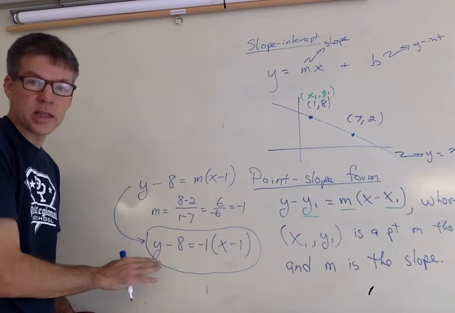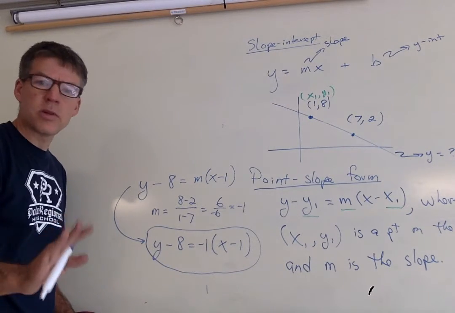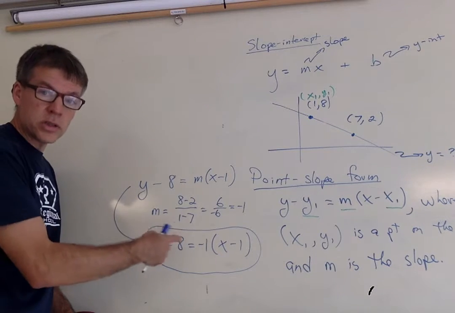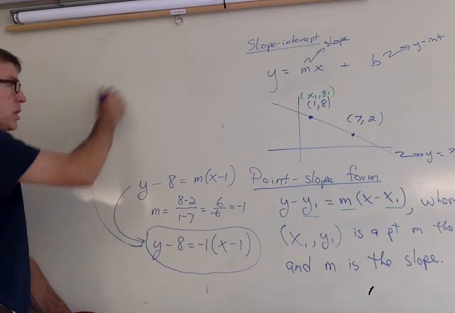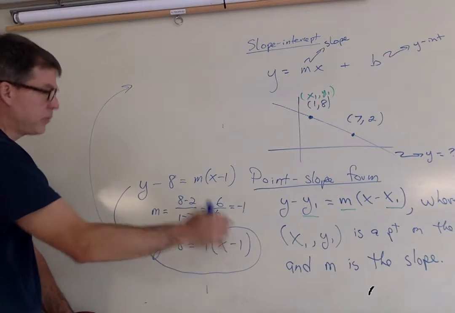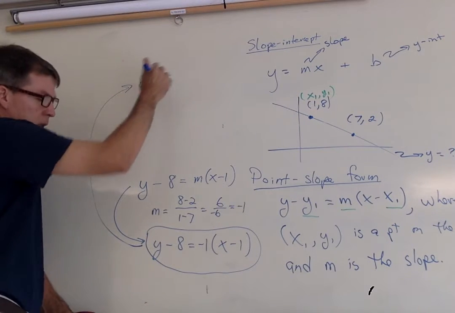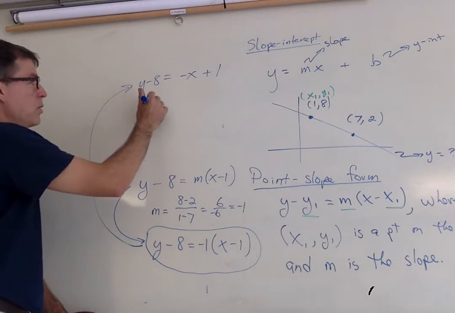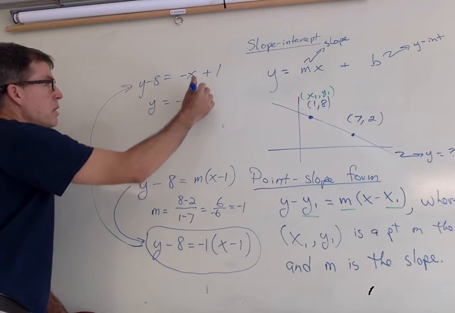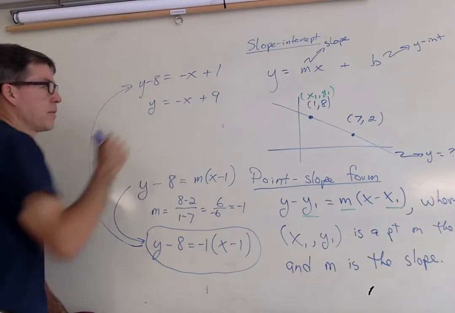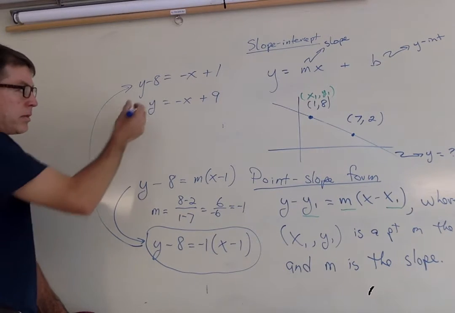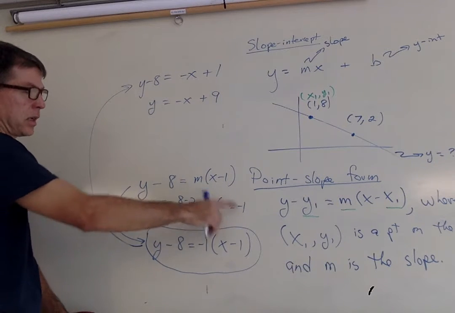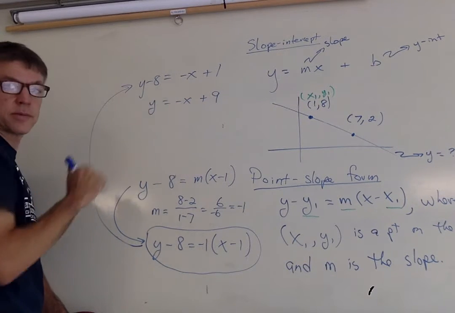I'm fine with leaving the answer in this form, by the way, but you guys I know are not used to that. You're like, wait, I'm just used to y equals mx plus b. You can turn this into y equals mx plus b. Ready? Watch. I'm just going to distribute that negative 1, so I'll have y minus 8 equals negative x plus 1, and then scoot the 8 over. Negative x plus 9. So there's your y equals, and you can tell the slope is negative 1, just like we figured out, and the y-intercept is 9.